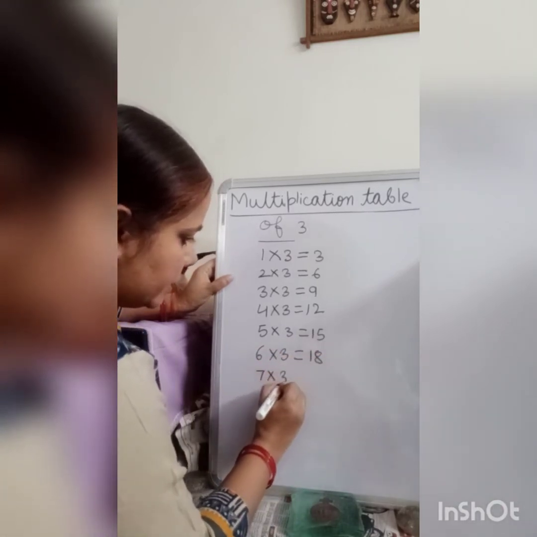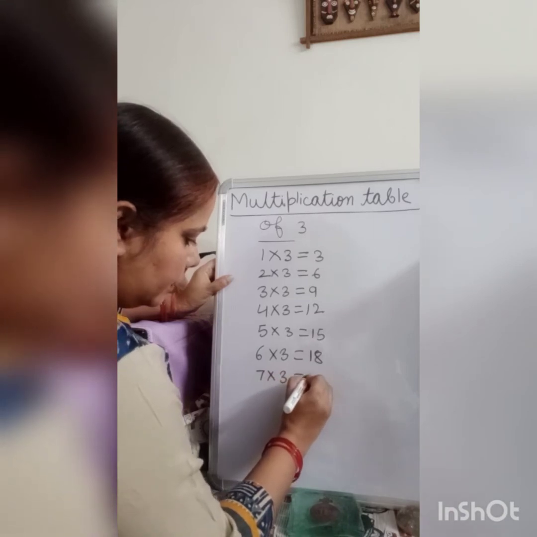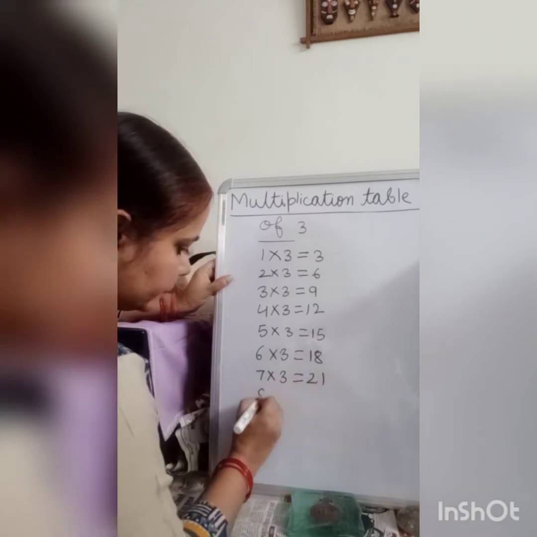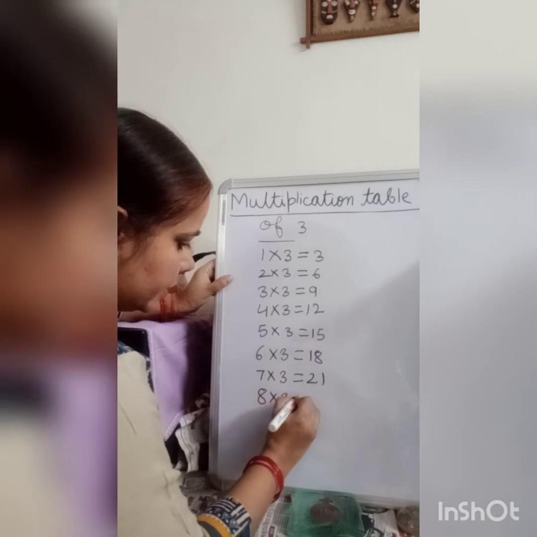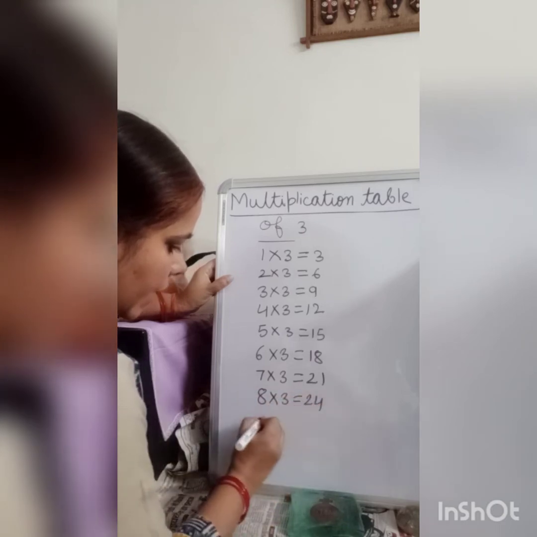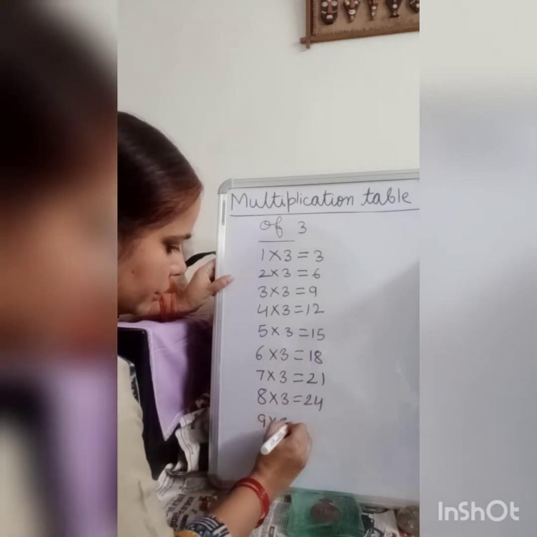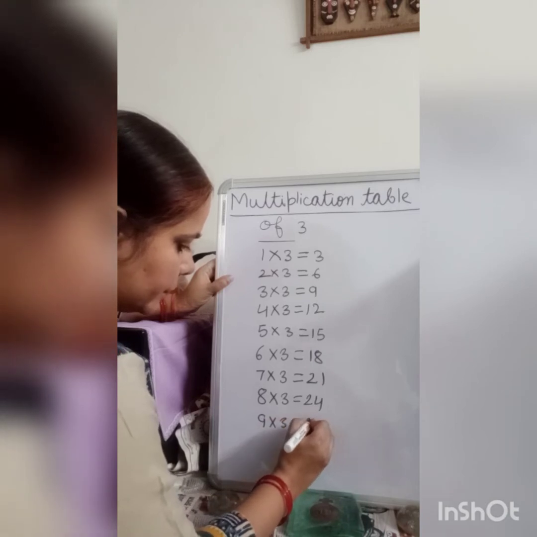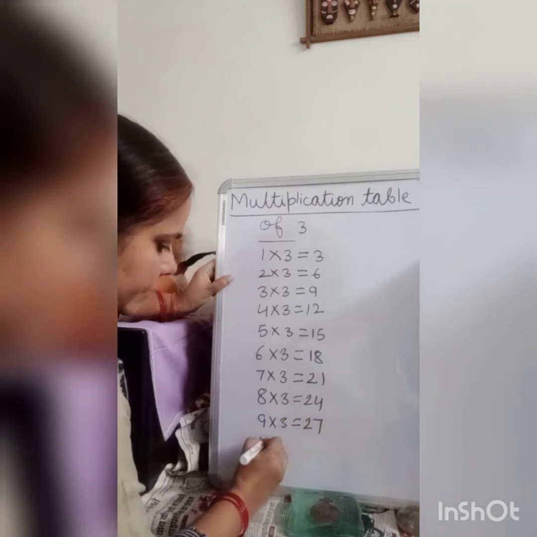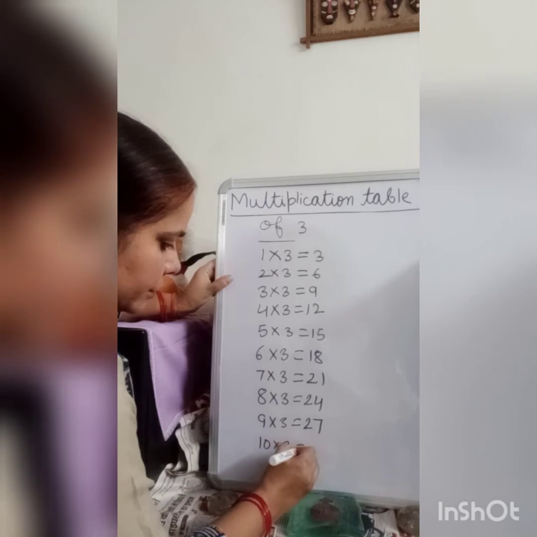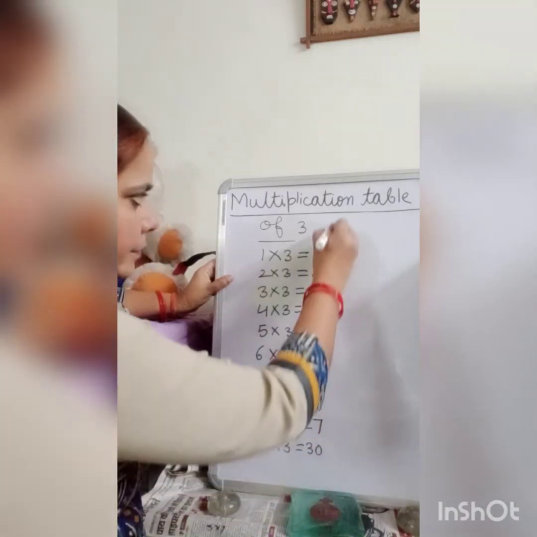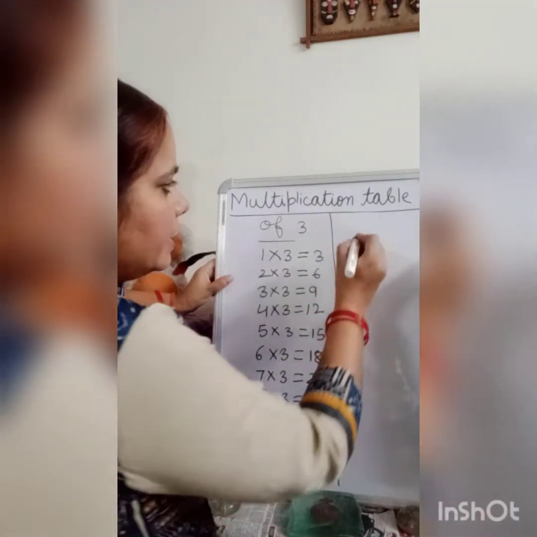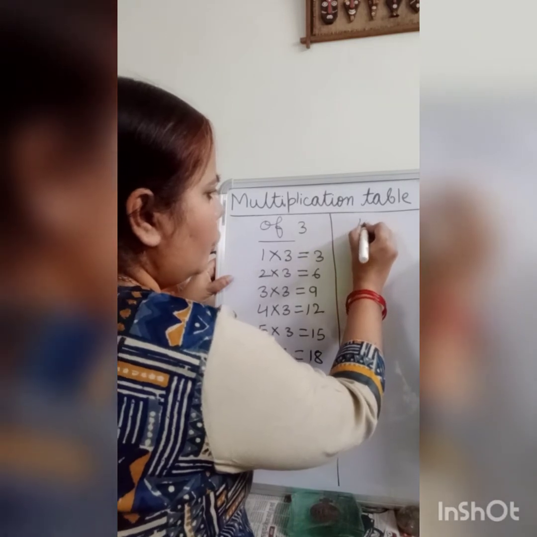7 times 3 is equal to 21. 8 times 3 is equal to 24. And 9 times 3 is equal to 27, and 10 times 3 is equal to 30. Okay, and then we will write the table of 4 also.